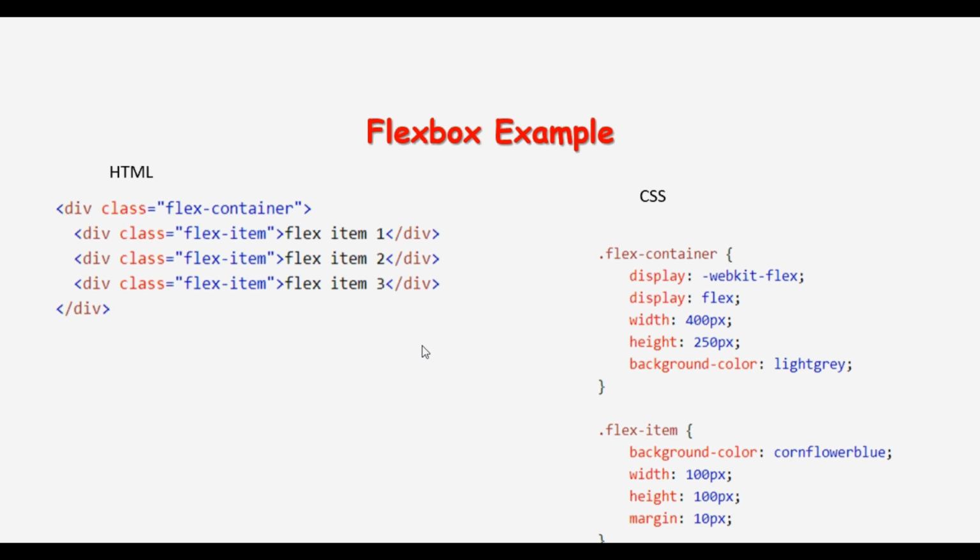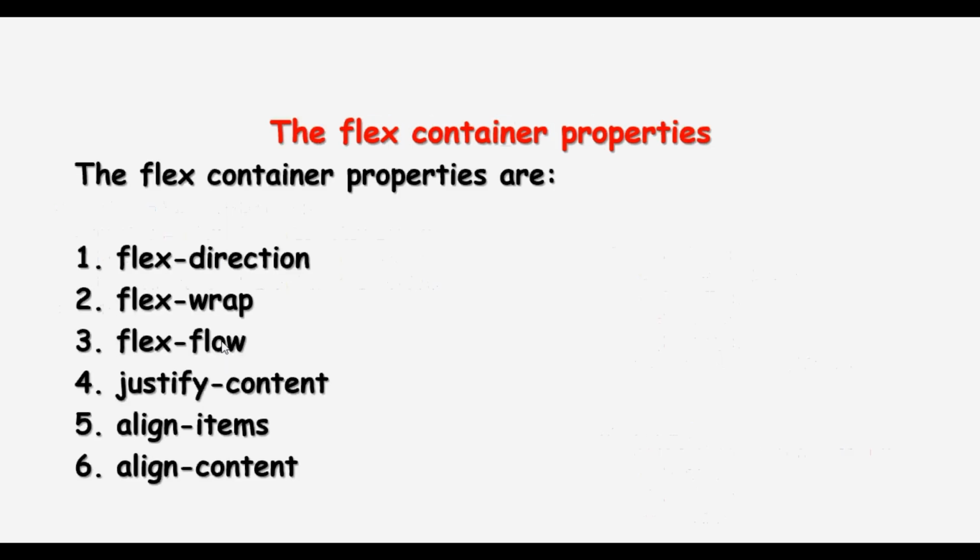In our HTML, we have 3 divs inside a parent div with the class name flex-container. To make this a flex layout, we target the parent div using this class name and then set the display to flex. That makes the layout a flex layout. For the flex container, you can define up to 6 properties.